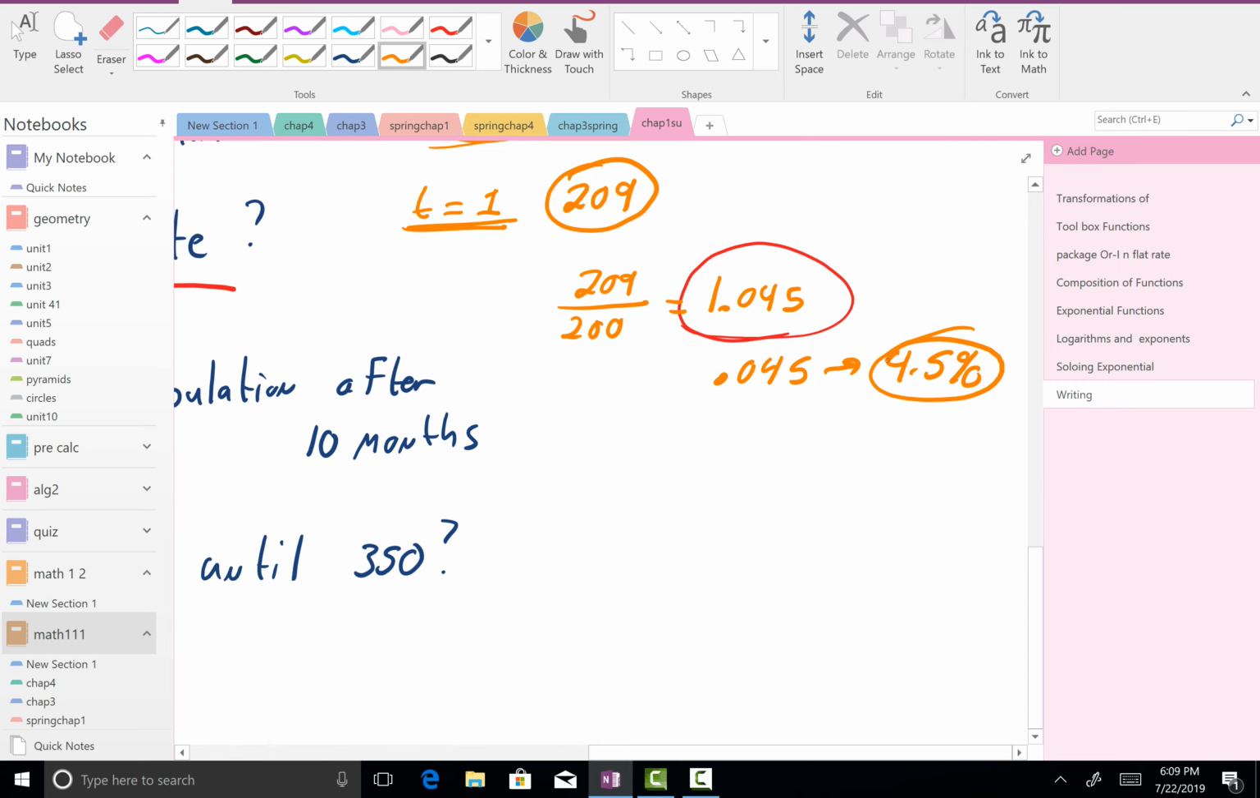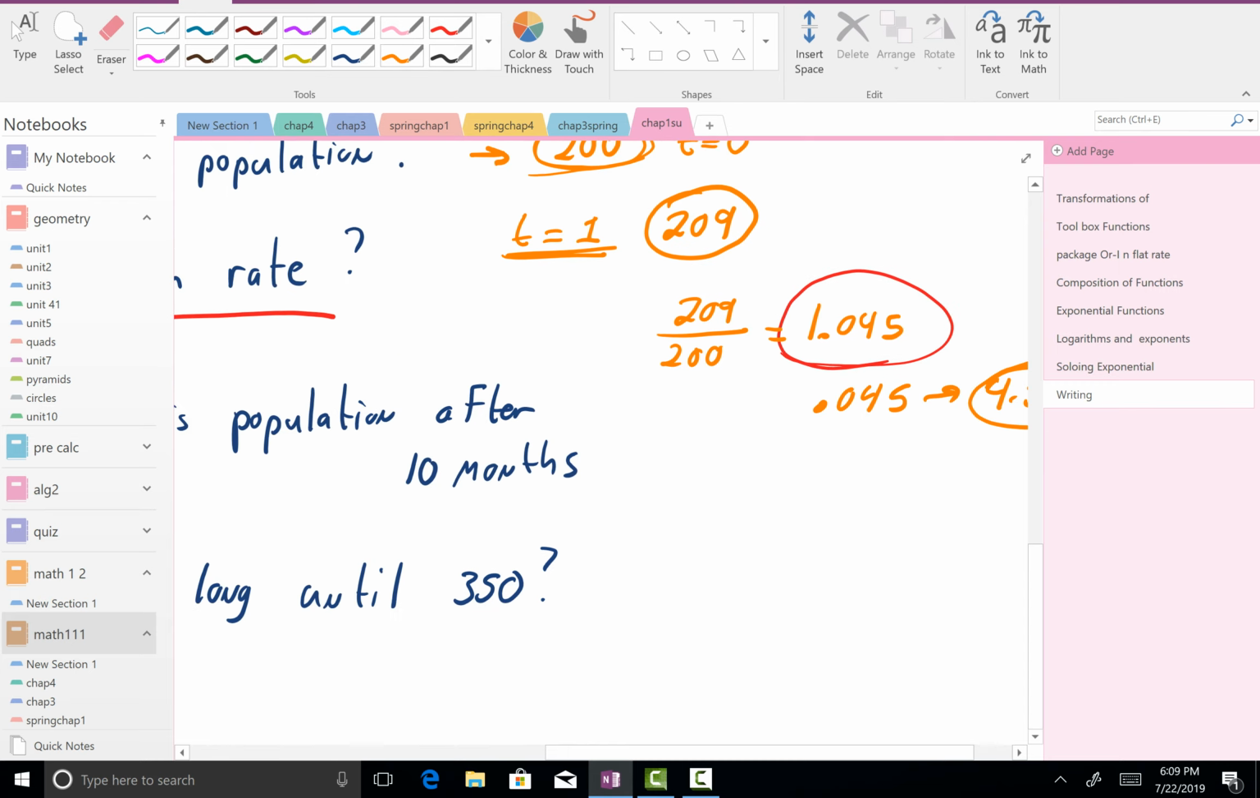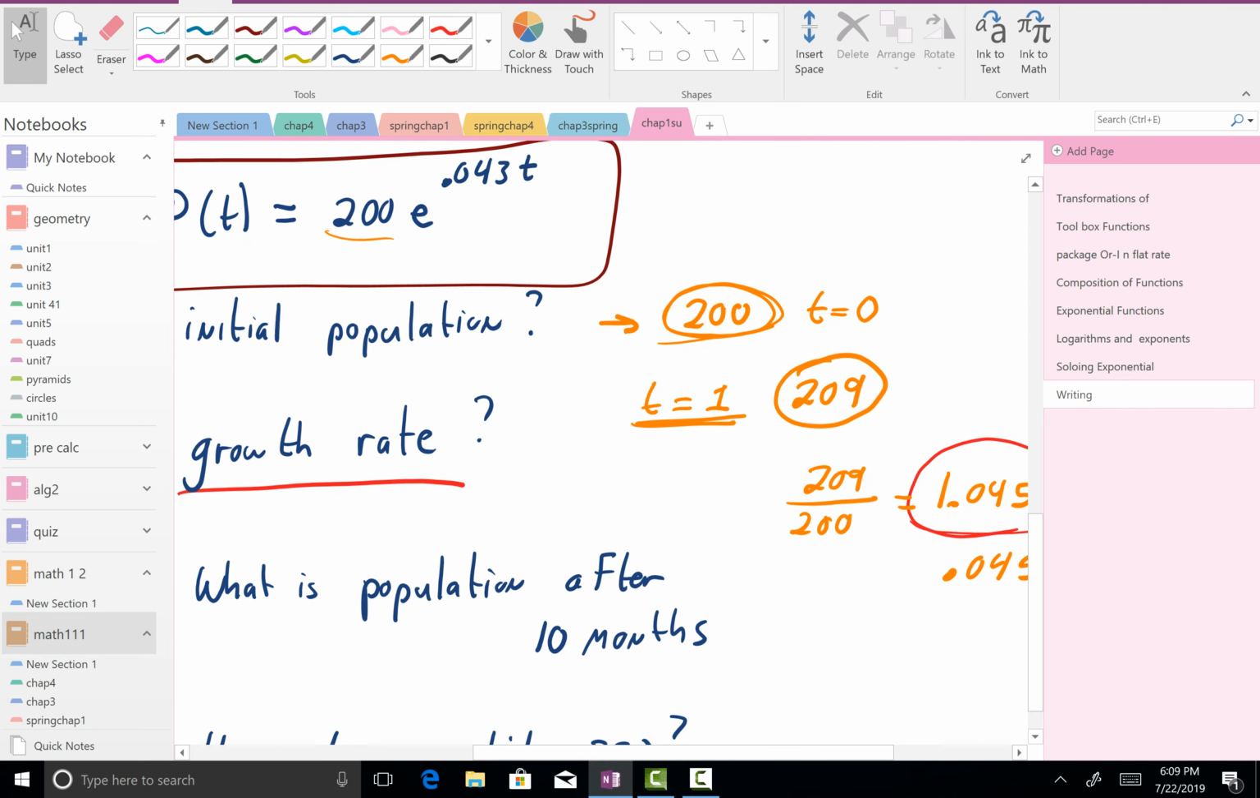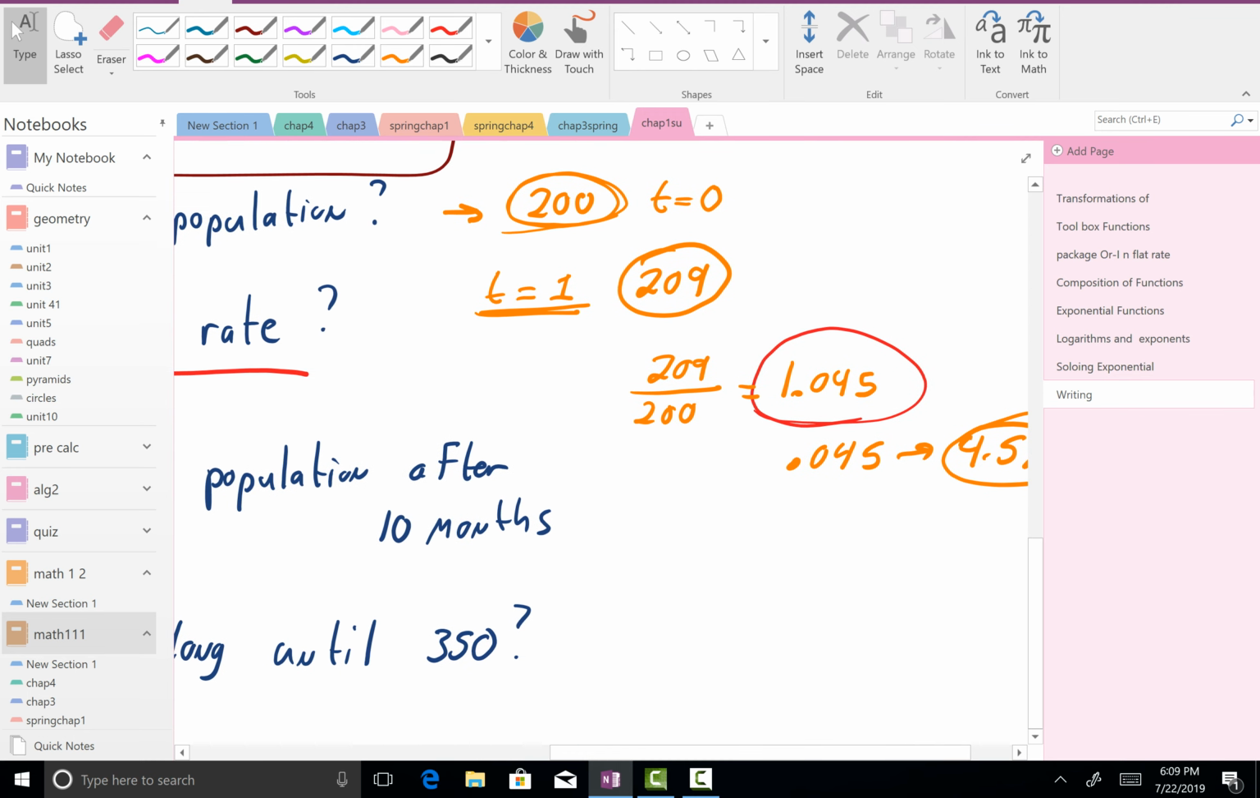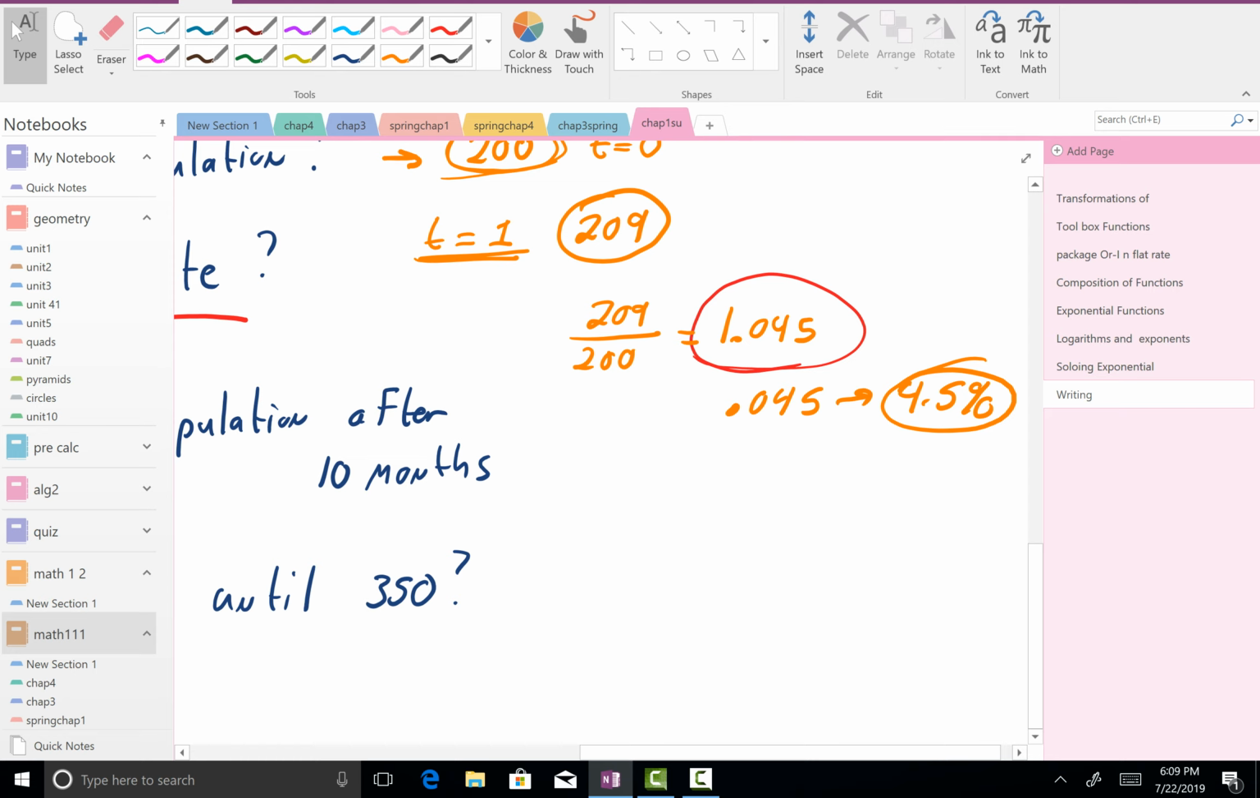Okay? So Luis said, hey, I think it's going to be pretty close to that 0.043. And look at that. He was pretty close to being right. Okay? Yeah. Sometimes it's going to be really close to it. Sometimes maybe not. It kind of depends on the situation. But, yeah. There it is.